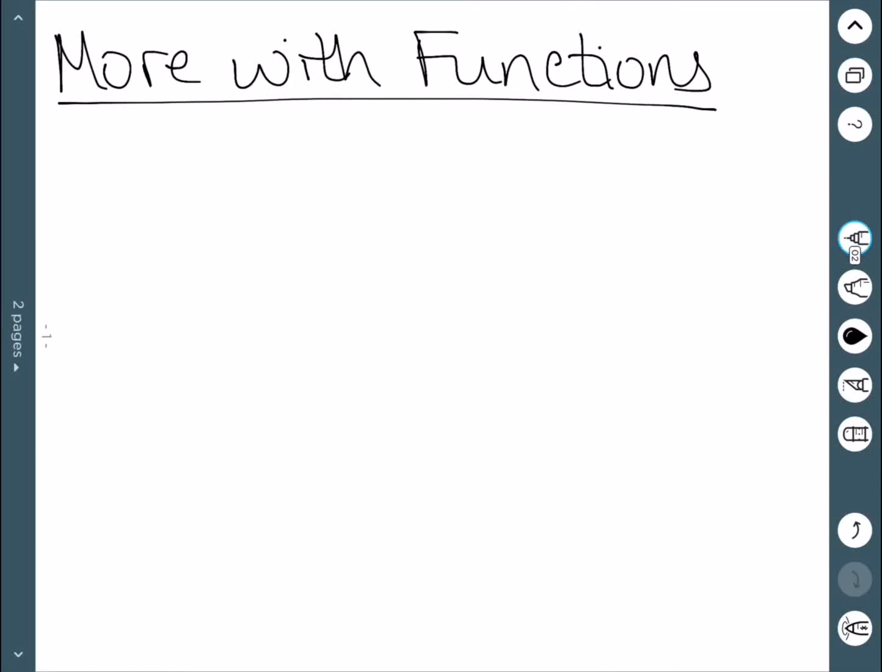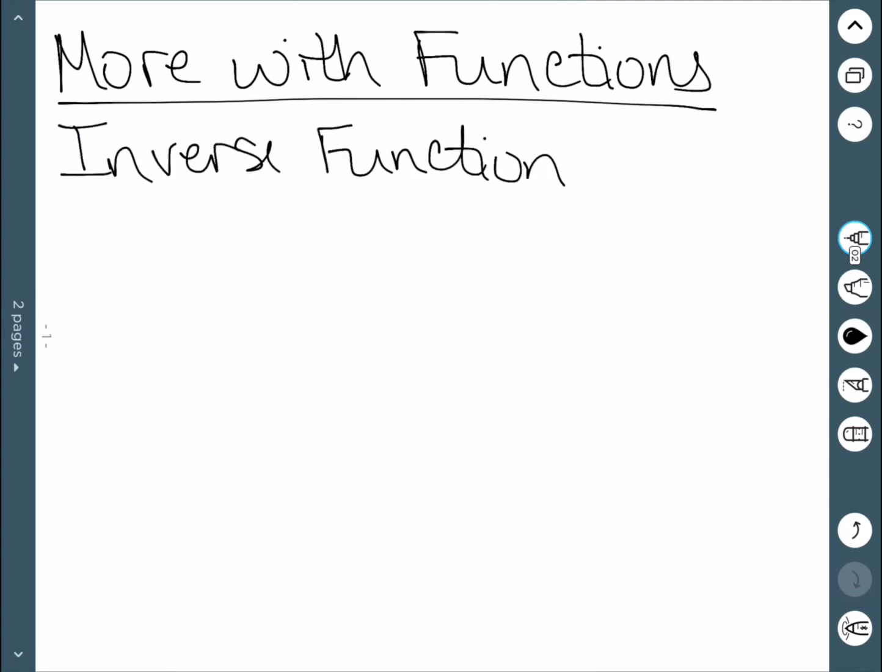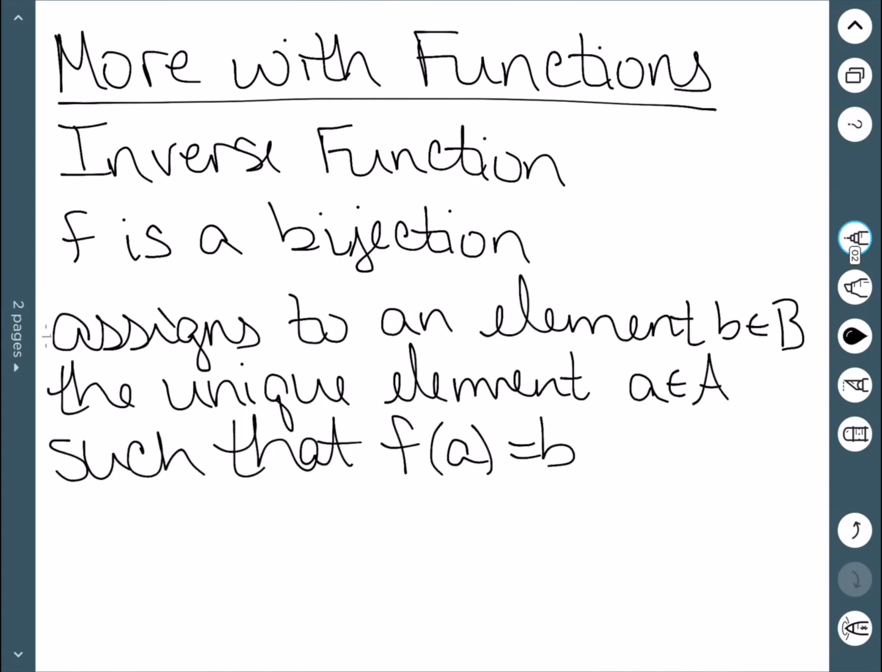We'll now look at a few more things that we can do with functions. We start with looking at the inverse function. In order to define the inverse function, we do need our function f to be a bijection. That means we need it to be both 1-to-1 and onto. The inverse function assigns to every element of b the unique element of a such that f of a is equal to b. And this is denoted by f with a little -1.